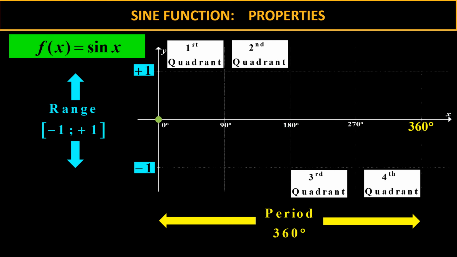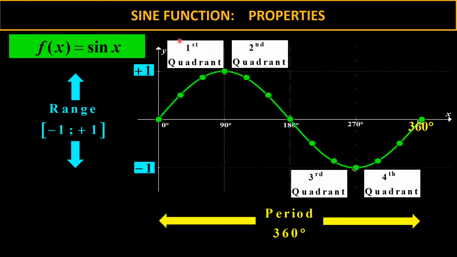Now we can plot a few points. Sine of 0 is 0, sine of 90 is 1, sine of 180 is 0, sine of 270 is -1, sine of 360 is 0. We can also plot additional points, and even more points. And if we join those points, we get a curve, and that is the sine curve. The sine function is a periodic function. In other words, it repeats itself every 360 degrees.